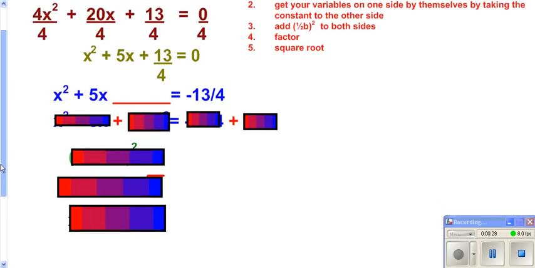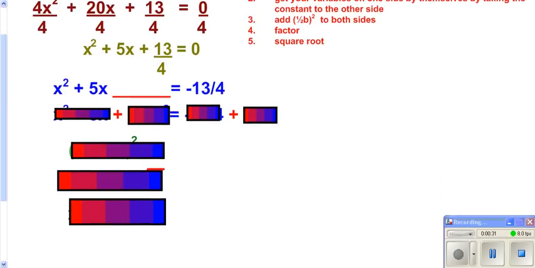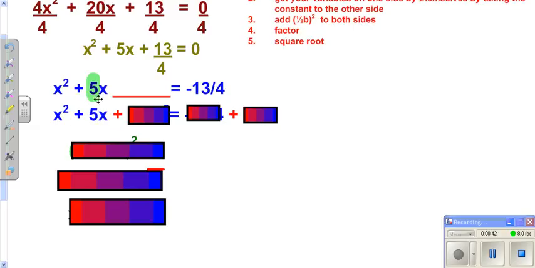Then you're going to want to do half of b, squared. B, for this particular problem, is what's in front of your term to the first power. B is always what's in front of your term to the first power. It happens to be a 5. So you take half of 5, which is 5 over 2, and then you need to square that. Well, we had our negative 13 over 4 here.